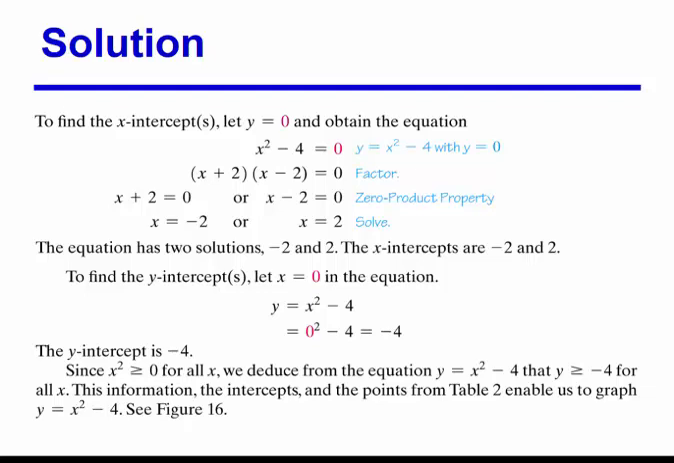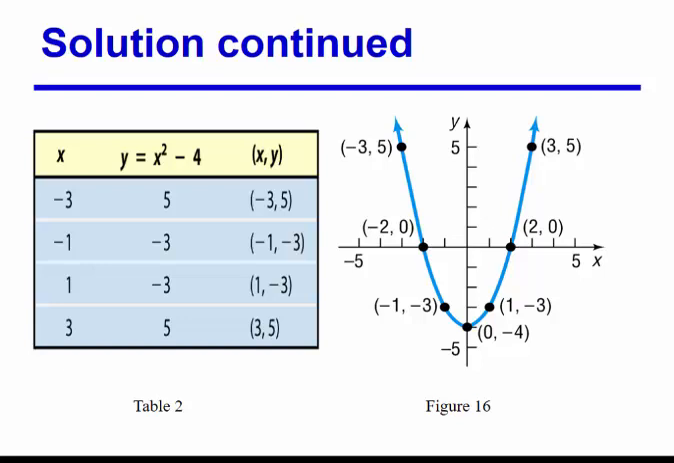So the y-intercept is negative 4. Since x squared is greater than or equal to 0 for all x, we deduce from the equation y is equal to x squared minus 4 that y is greater than or equal to negative 4 for all x. So this information, the intercepts and the points from table 2, is going to enable us to graph the equation y is equal to x squared minus 4. And this is what it looks like.